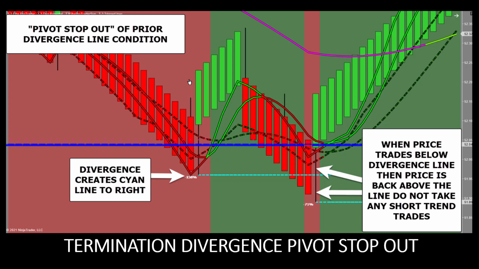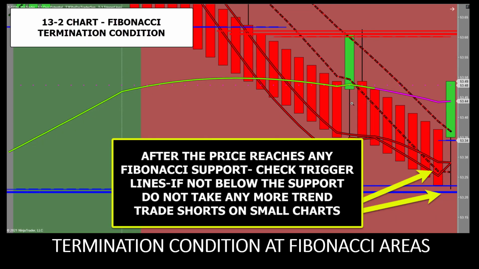In the following slide we will look at a termination of trend as price reaches a low at Fibonacci support. When price reaches any Fibonacci support, it is important to analyze the location of the trigger lines relative to the support. If the trigger lines have not moved below the Fibonacci support, a low is anticipated. It is especially important not to continue doing short trades after this pattern.